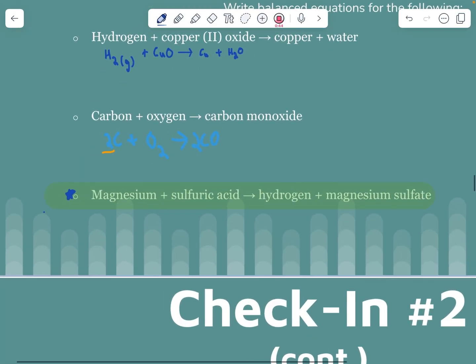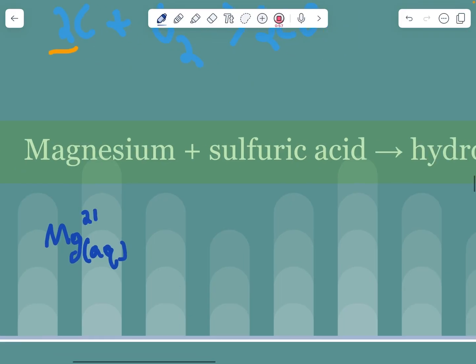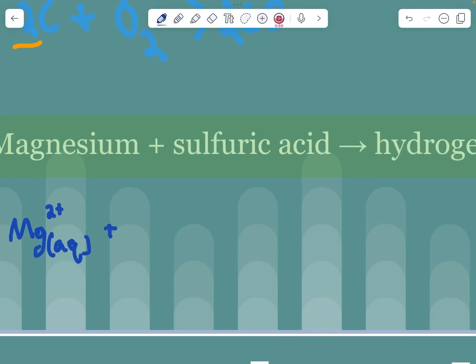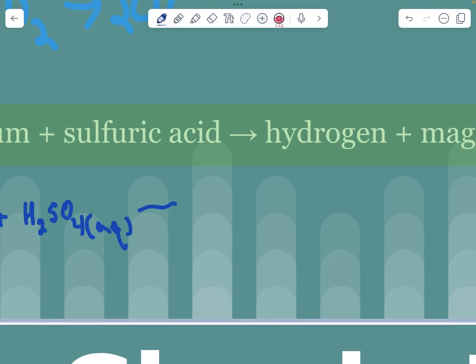So we have magnesium, which is Mg, and that's going to be, let's just say aqueous. We'll assume that it's all aqueous. So 2 positive plus sulfuric acid, which is H2SO4. This is one of the acids you need to memorize, but not quite yet. Acids are always AQ as their state symbol.